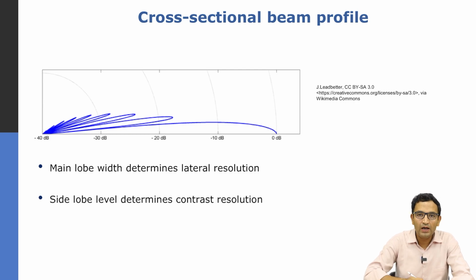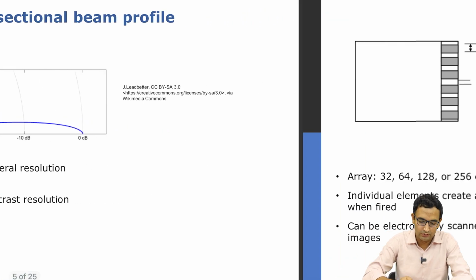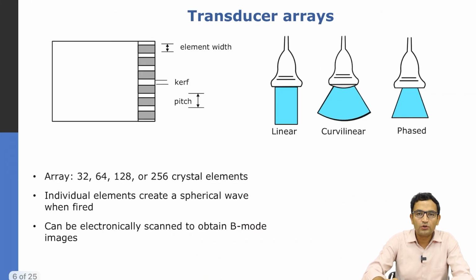You will recall that the main lobe width determines the lateral resolution of imaging, while the side lobe level relative to the main lobe level determines the contrast resolution. So if we have a way of controlling our main lobe width, side lobe level, etc. using beamforming, it will help us improve our imaging. Anyhow, let's continue. Let's discuss transducer arrays.